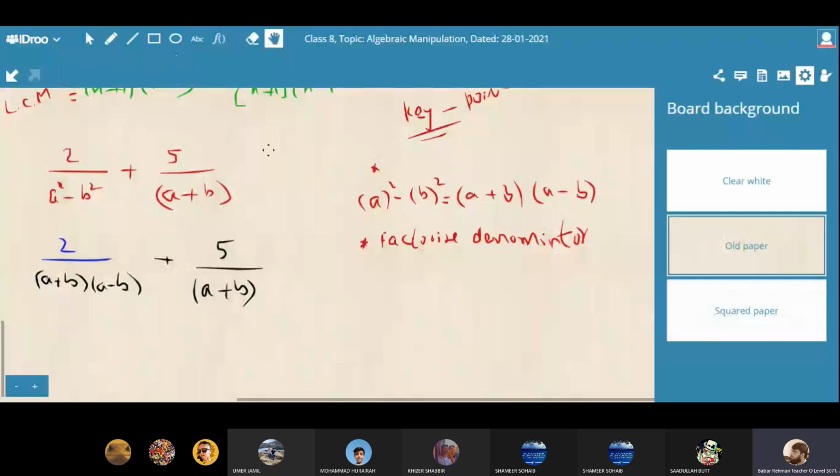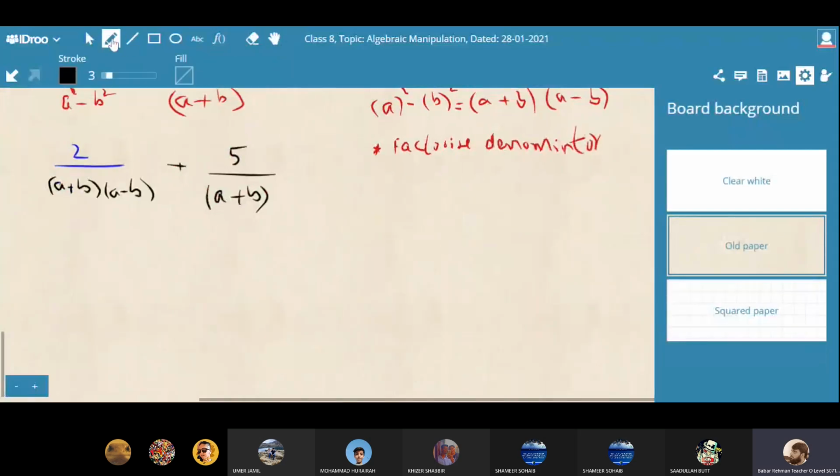Now I want to make the same denominator. Again, please students, write in your notebook that we are working to make the same denominator. Without making the same denominator, we will not be working properly, and our answer will not be right. The whole value of 5 over bracket a plus b would be multiplied by a minus b.